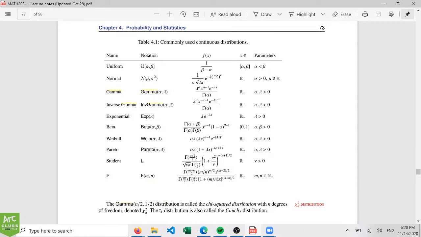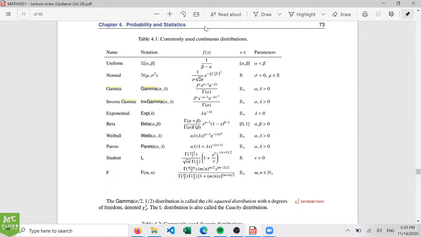This is from your lecture textbook, on page 77. There's a distribution table, and it pretty much has everything. The normal distribution is, as you remember, this. The t distribution is a little bit special. It's gamma over gamma, and that's 1 plus x squared, whatever. And you also have the chi-square distribution, which is a gamma distribution with parameters n over 2 and 1 over 2.